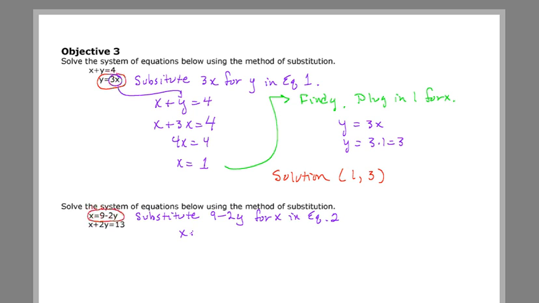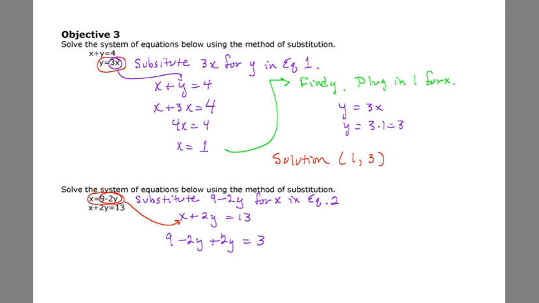So equation 2 looks like this. x plus 2y equals 13. Well, let's now do the substituting. Let's take 9 minus 2y and put it in place for x. So I'll have 9 minus 2y plus the 2y that's already there equals 13. Well, we see something interesting happening here. The 2y's cancel out, which leaves me with the number 9 equals 3.